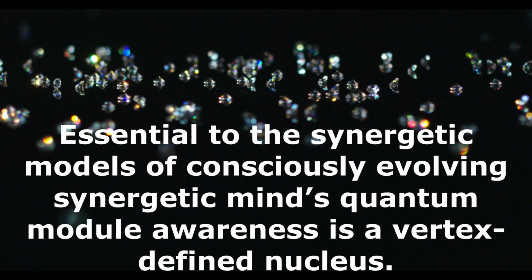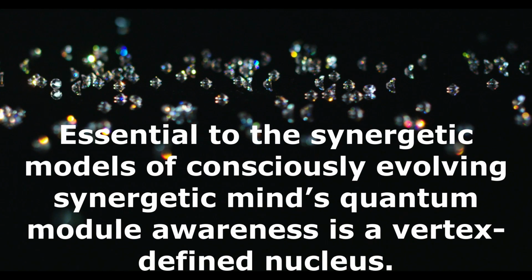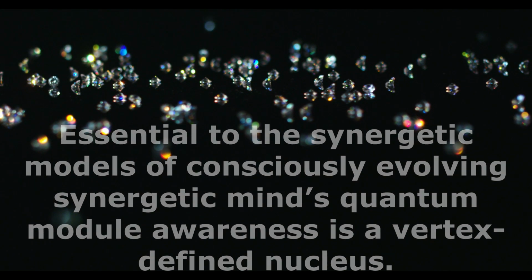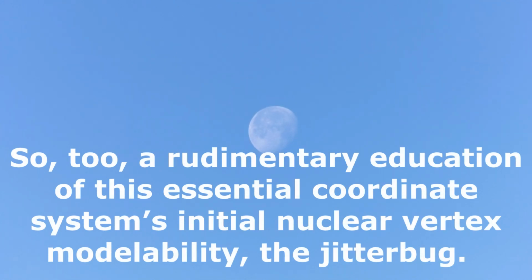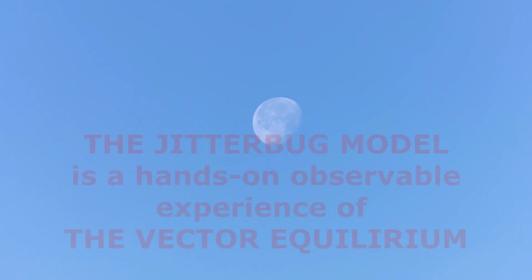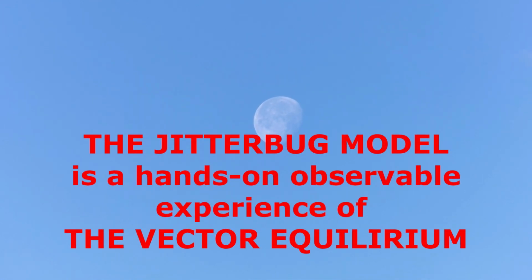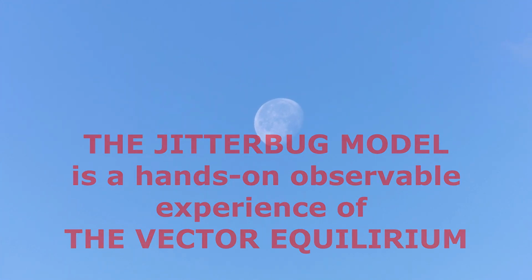Essential to the synergetic models of consciously evolving synergetic minds' quantum module awareness is a vertex-defined nucleus. So too, a rudimentary education of this essential coordinate system's initial nuclear vertex model ability, the jitterbug. It is a hands-on observable experience of the vector equilibrium.